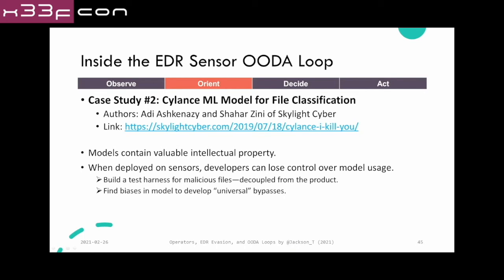The first is to decouple the model from the product and build a test harness to validate potentially malicious files against them, so that way you can scan files without having the telemetry go up to the cloud. And the second, perhaps more interestingly, was to find biases in the model to come up with universal strings that you can use to pad any malicious binary with, which ends up confusing the model into making false negatives.